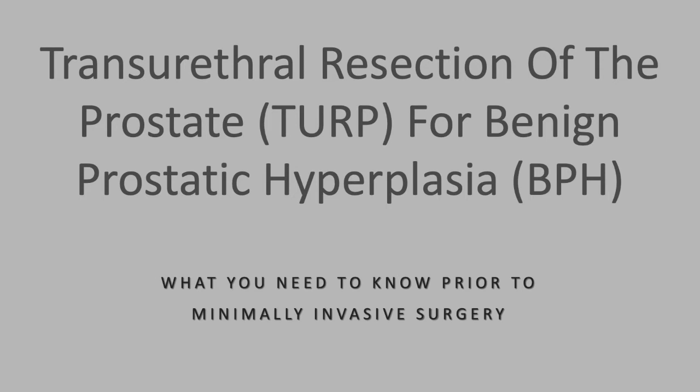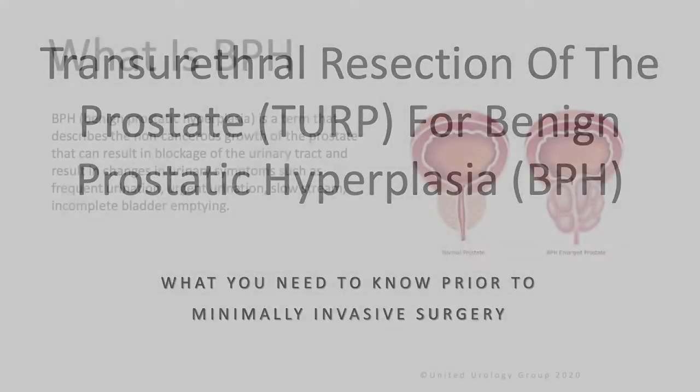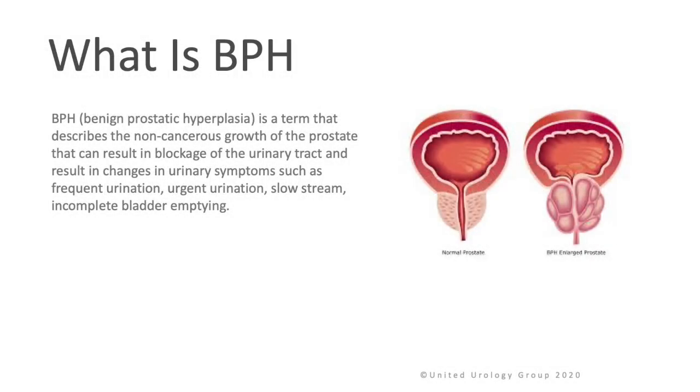This presentation regards transurethral resection of the prostate, TURP, for benign prostatic hyperplasia, BPH, and what you will need to know prior to your minimally invasive surgery. What is BPH? BPH, benign prostatic hyperplasia, is a term that describes the non-cancerous growth of the prostate that can result in blockage of the urinary tract and result in changes in urinary symptoms such as frequent urination, urgent urination, slow stream, and incomplete bladder emptying.